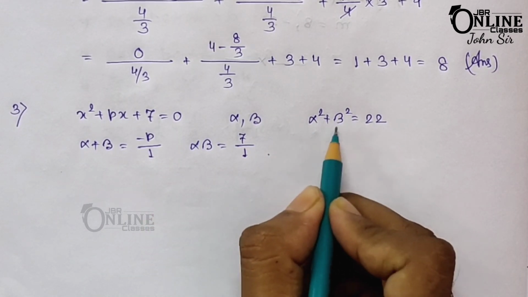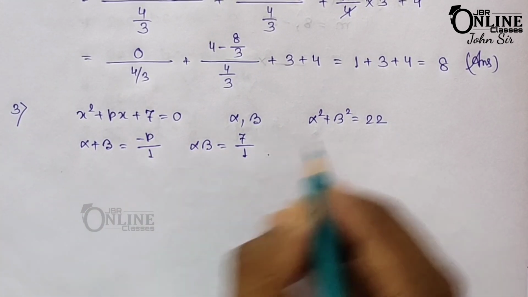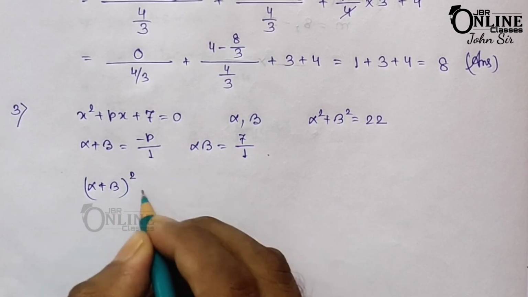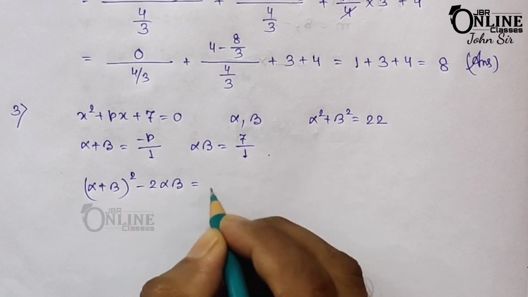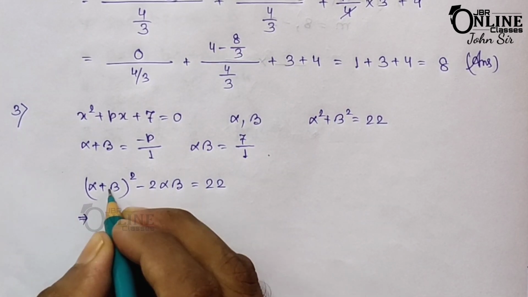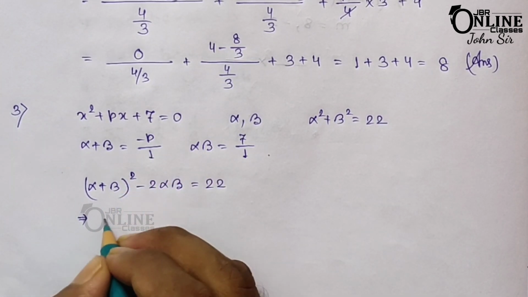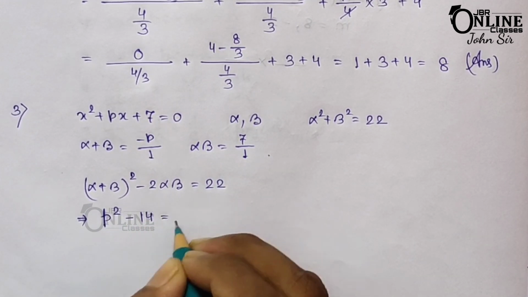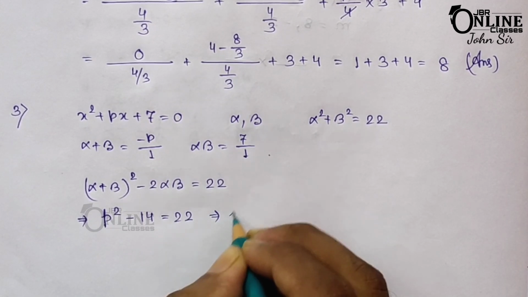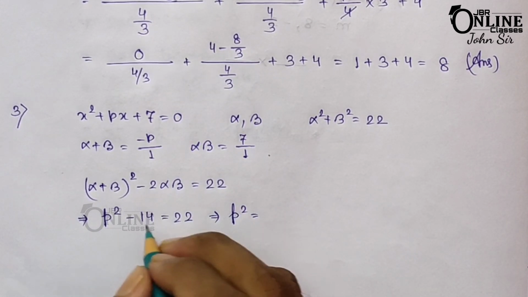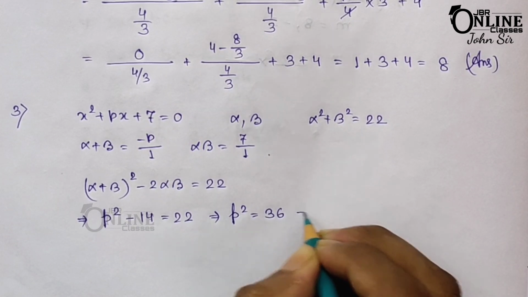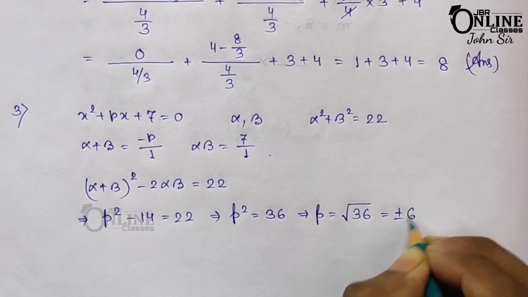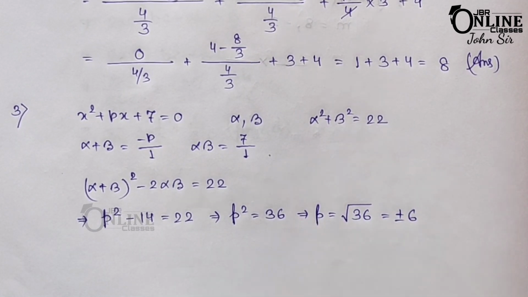So as here alpha square plus beta square equal to 22, now you know the formula of alpha square plus beta square, that equal to alpha plus beta whole square minus 2 alpha beta that equal to 22. So now put down the value, here minus p whole square, so it will be p square only, here minus 2 into 7, so 14 that equal to 22. So from that p square equal to 14 plus 22 that equal to 36. So here p equal to root over 36, that means plus minus 6 is your answer.